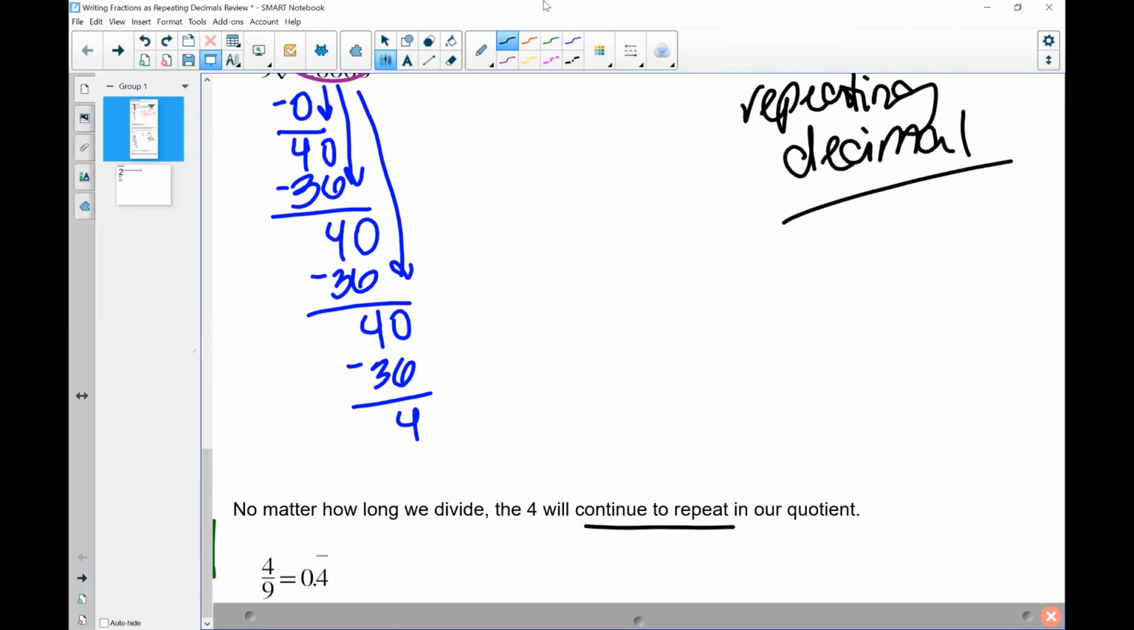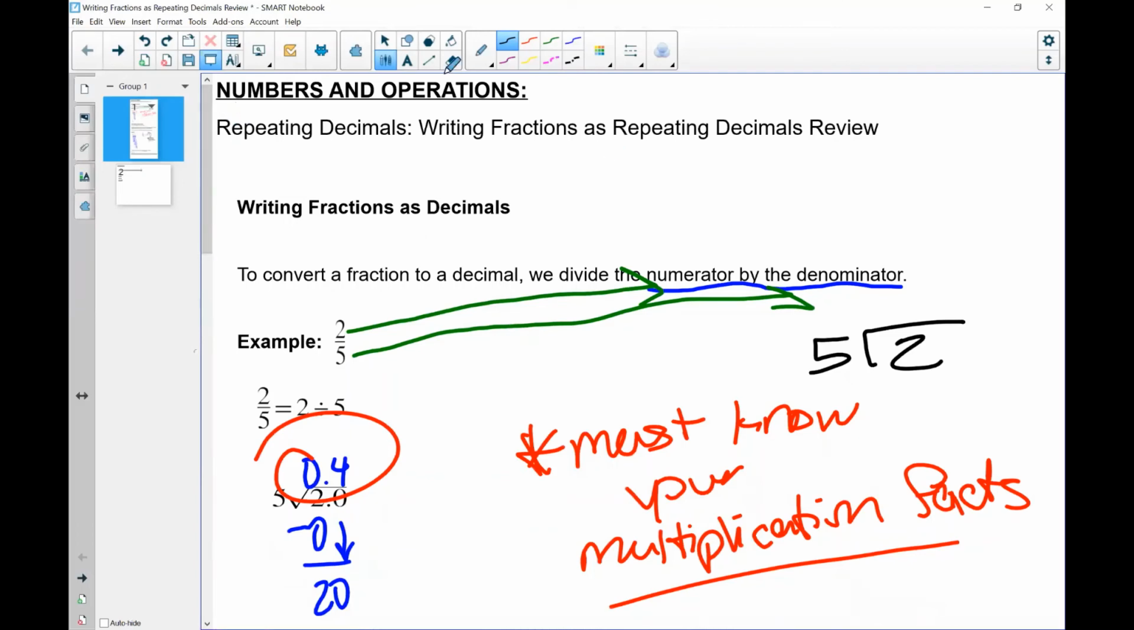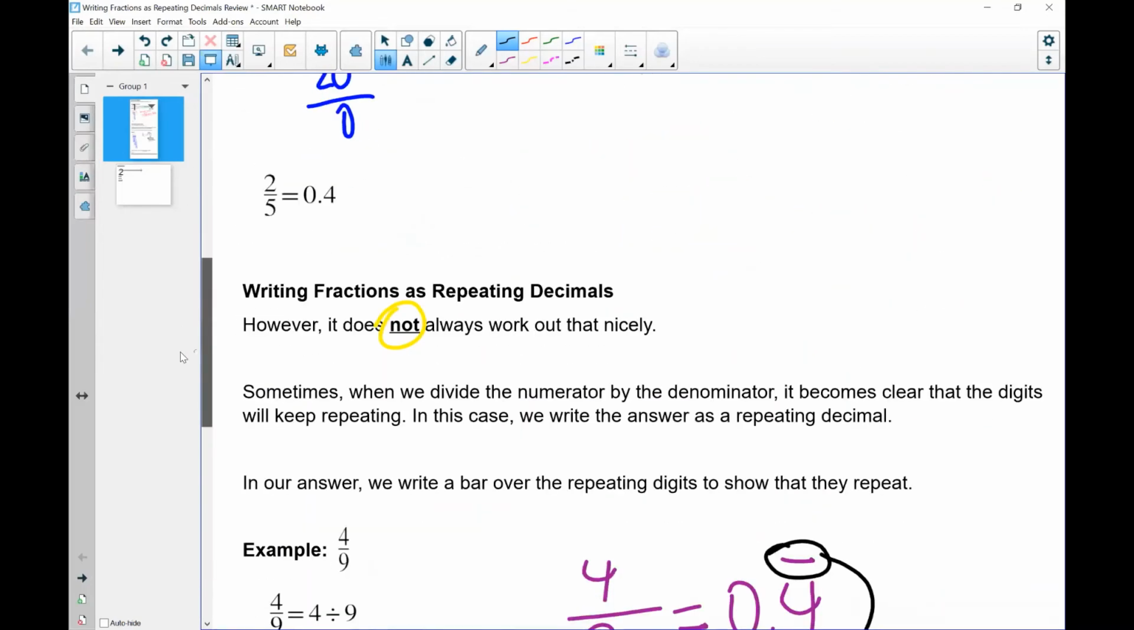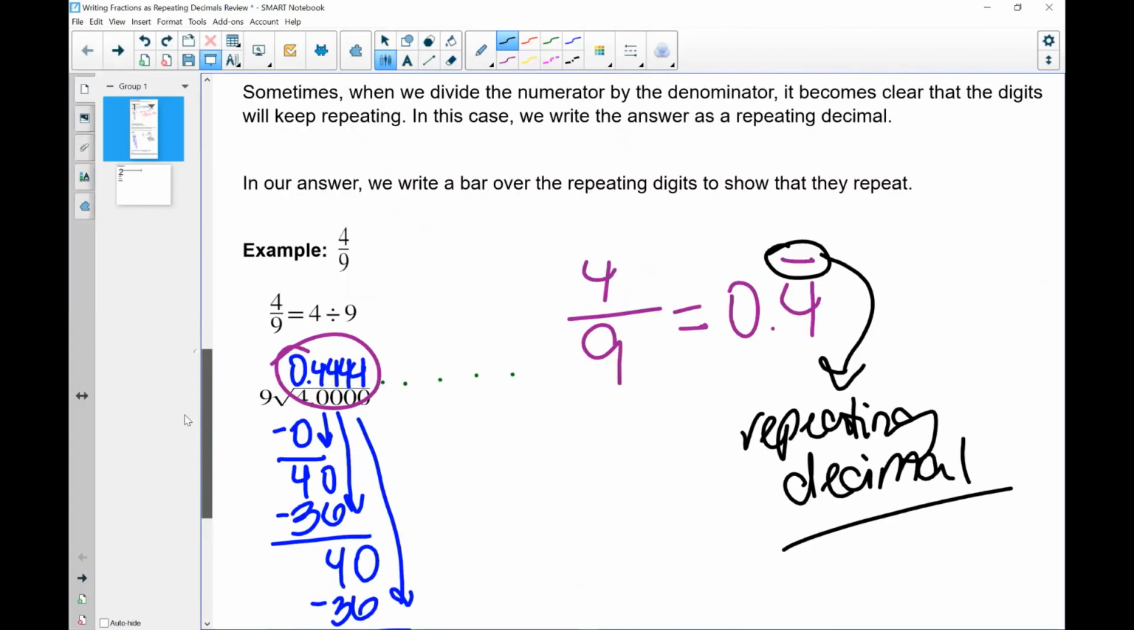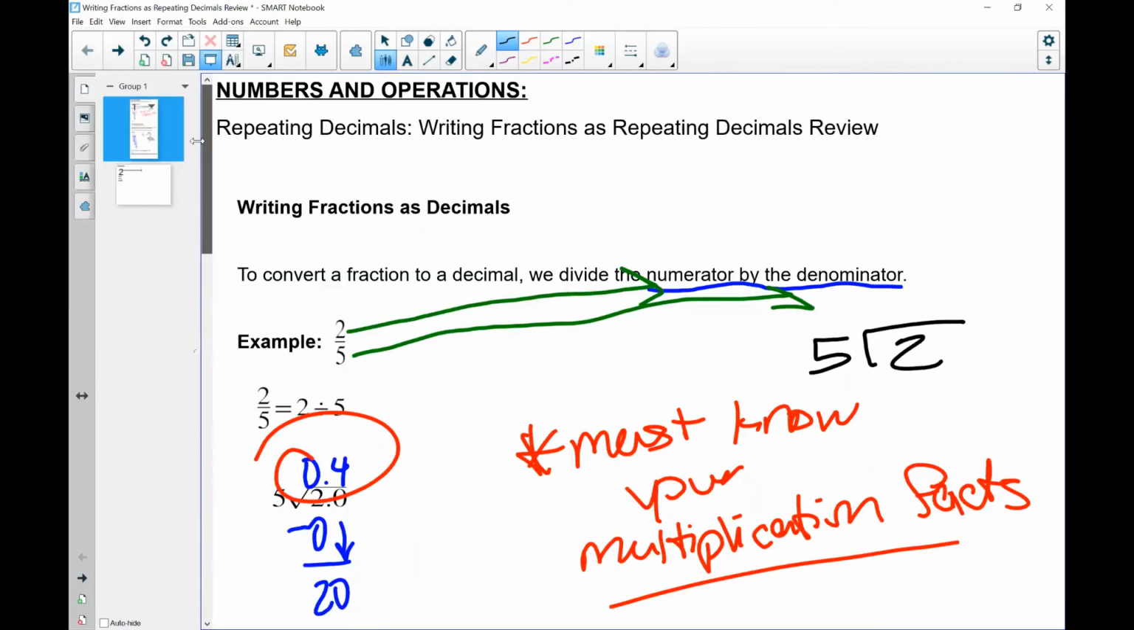So here's your review of repeating decimals, writing fractions as repeated decimals. So I hope you guys took notes here, of what I talk about here.